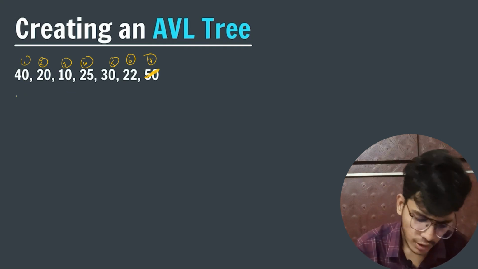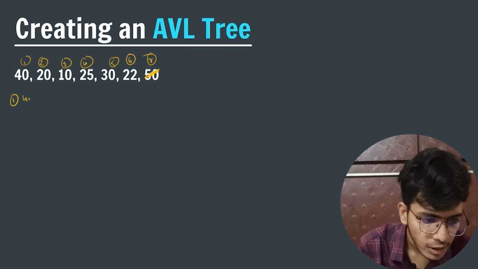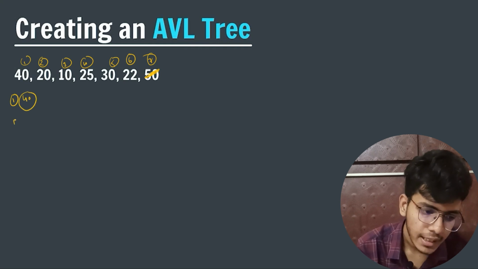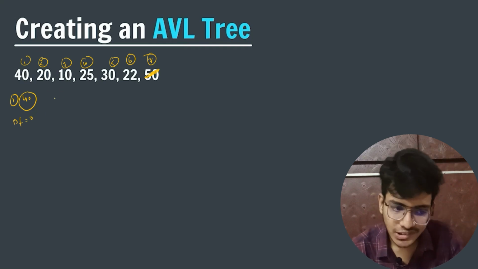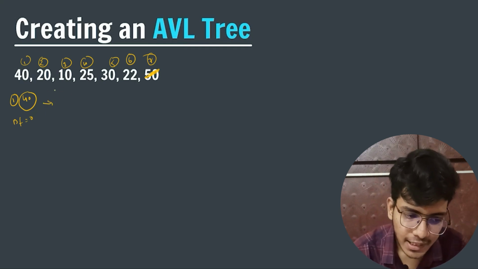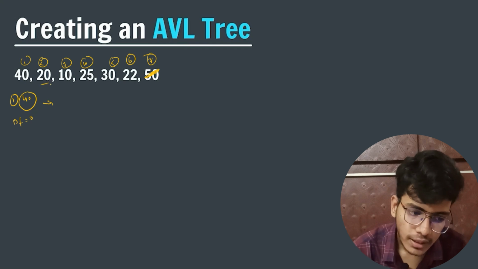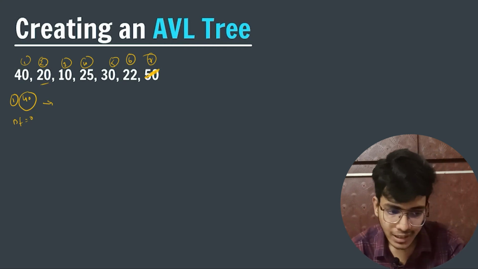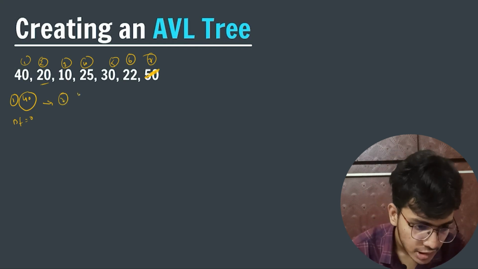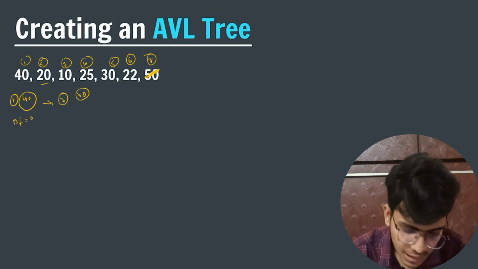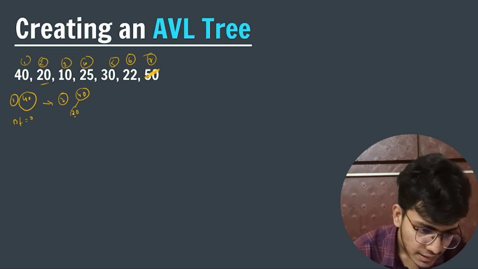So first of all, 40. In step 1, I will make 40 my root node. Here the balancing factor is 0. Okay, satisfied. So I will go to the second element, and here you can see that 40 is greater than 20, so 20 will come on the left side. So in the second step, 40 is my root node, and 20 will come on its left.